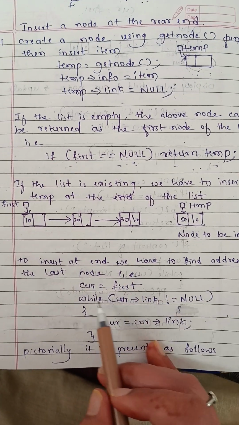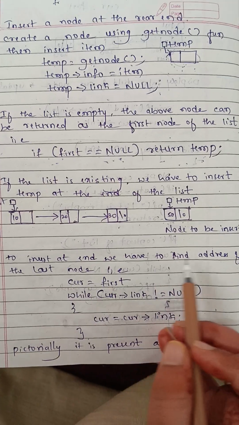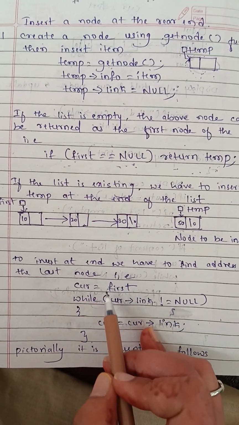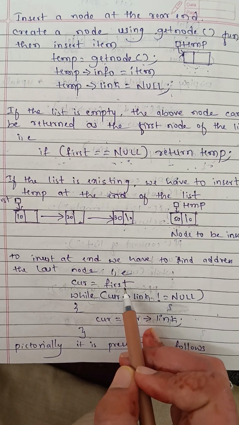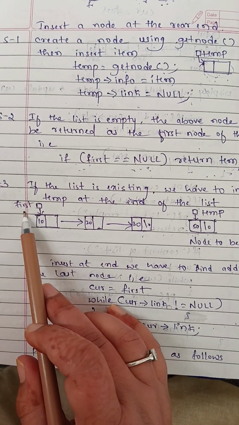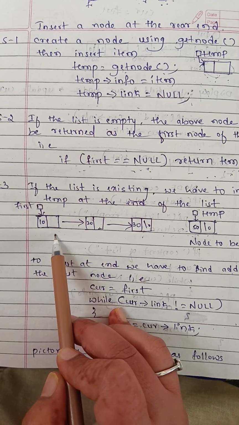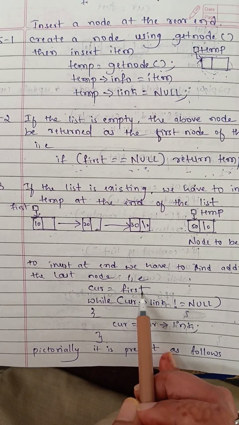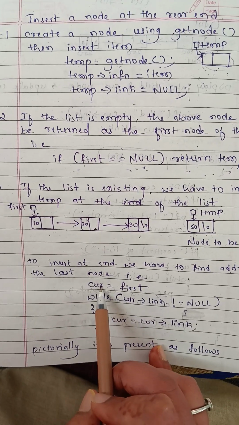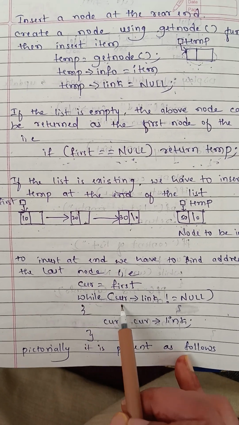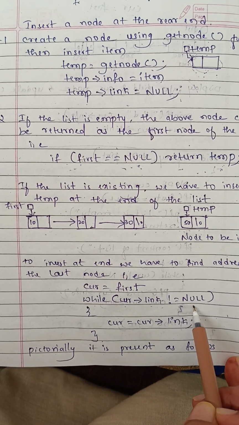Let's see how to do this. To insert at the end, we have to find the address of the last node. In order to find the last node, what do we have to do? I know this is the first variable, which is holding the address of the first node. I will assign first to current. Then in the condition I will check: while current of link not equal to null.